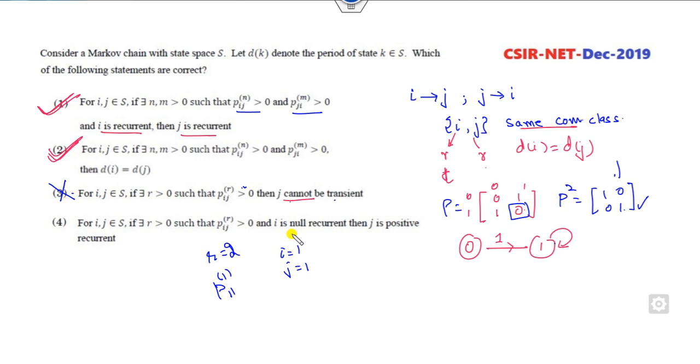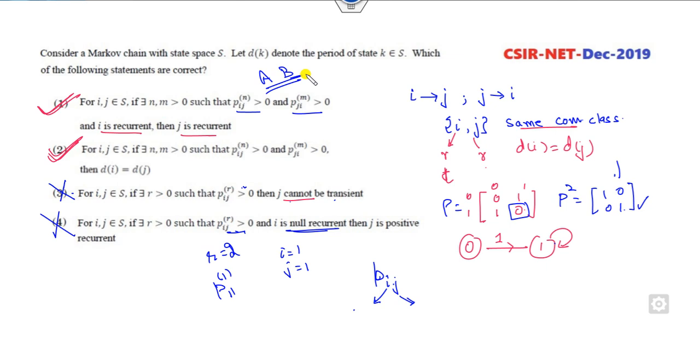Look at the last option. If Pij, if this condition holds and I is null recurrent, then J is positive recurrent. That's a wrong option. The reverse is true. So that is the wrong option. A and B are the correct options. So these are the various shortcut tricks, as I explained, for how you can check this.